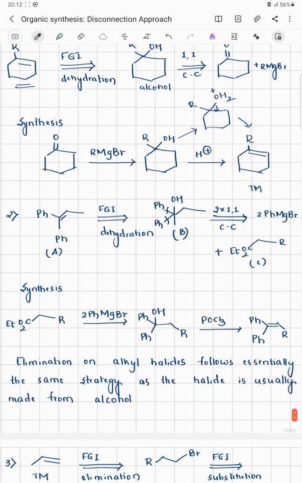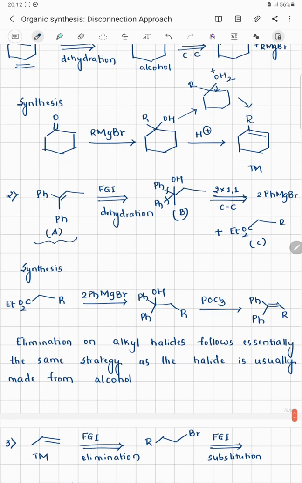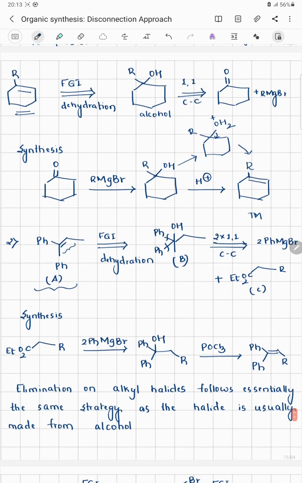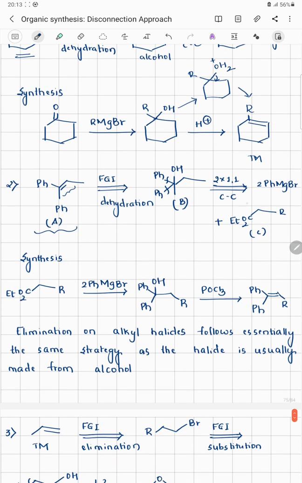Now for example, if I have an alkene like this, which is a highly hindered alkene because of the presence of these two phenyl groups, this double bond can be synthesized under functional group interconversion by converting it into an OH, that is a tertiary alcohol. Upon 1,1-diX, that means a 1,1 group disconnection, I can easily remove these two phenyl groups and convert them into the respective Grignard reagent, that is 2 PhMgBr.